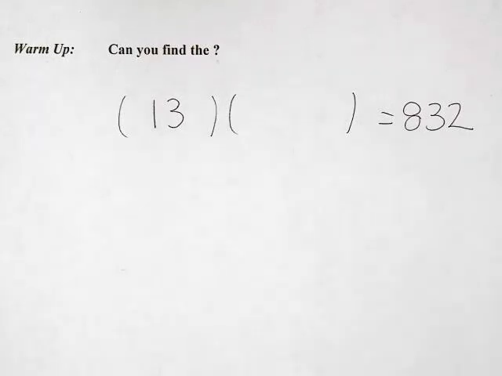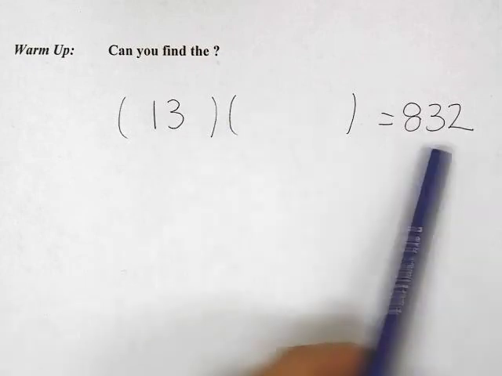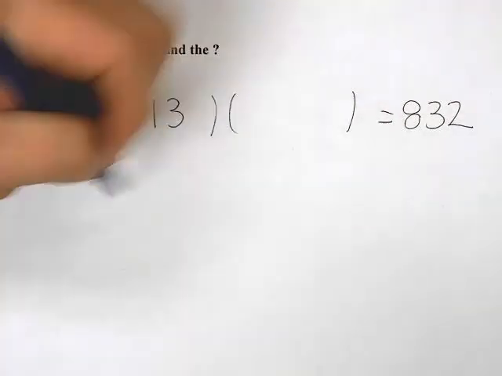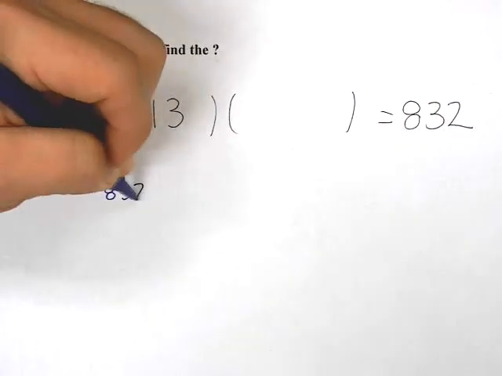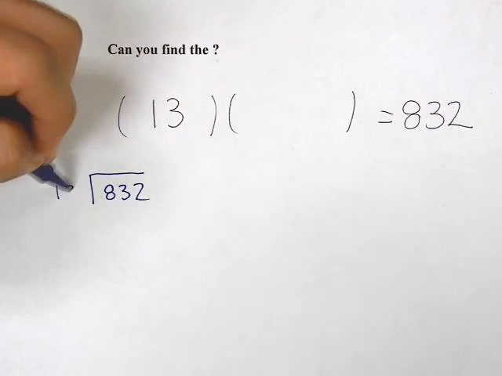Alright, so we're going to warm up with a little problem like this. Hopefully we all agree, if I'm trying to fill in the blank here and this is multiplication, what am I going to have to do to solve this? Yeah, I'm going to have to do a little bit of division. So let's see here. I would have to take 832 and I'd want to divide it by 13.